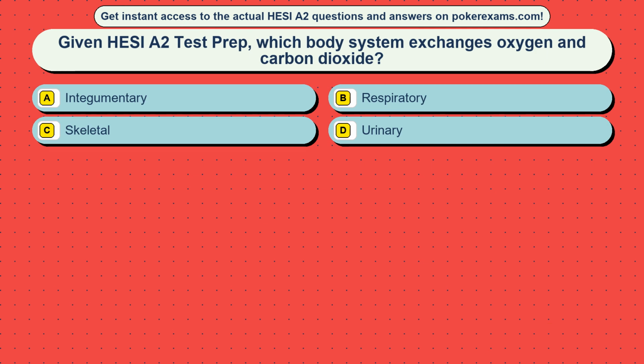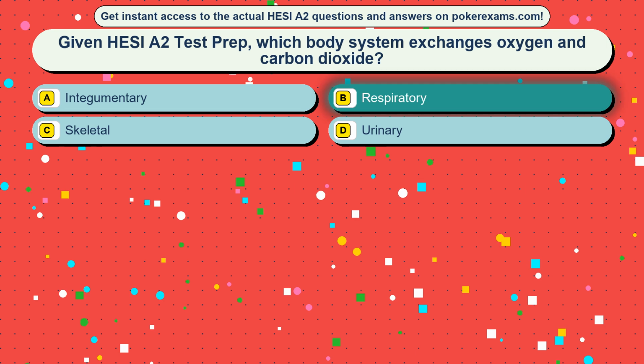Question 48. Given HESI A2 Test Prep: Which body system exchanges oxygen and carbon dioxide? Option A, integumentary. Option B, respiratory. Option C, skeletal. Option D, urinary. The correct answer is option B, respiratory.